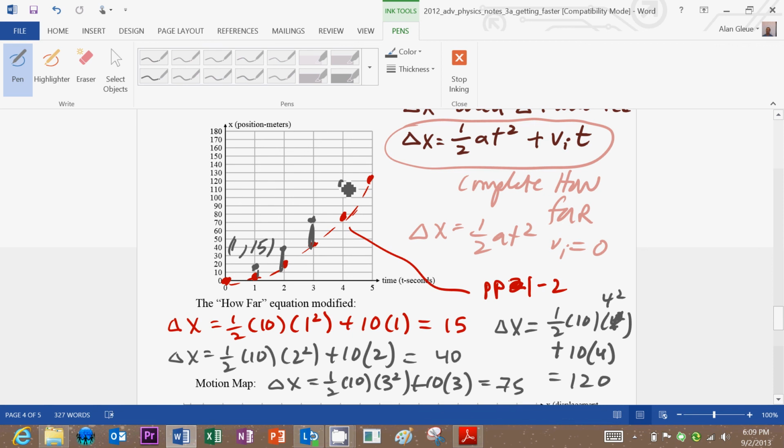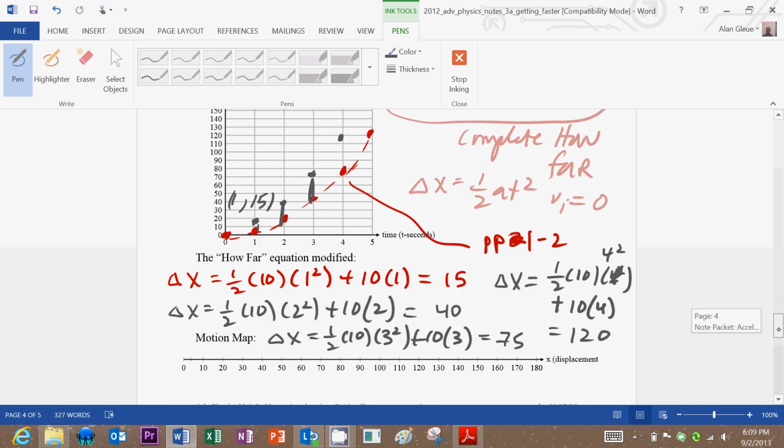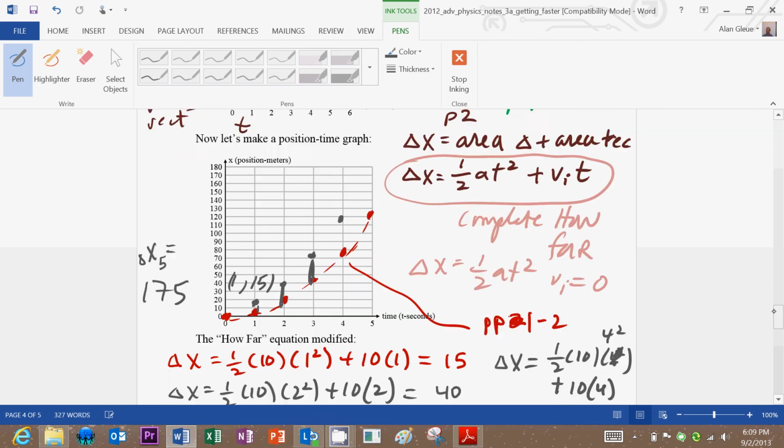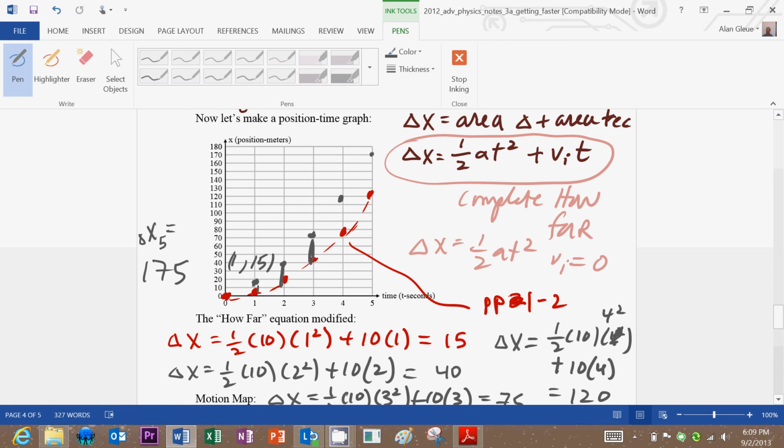And finally, for the 5th second, I'm running out of room on this sheet, so I'll just put it up here. The delta x for the 5th second is 1/2 times 10 times 5 squared plus 10 times 5. When you do all that, you get 175. This is pretty remarkable, really. Let me scroll back up a little bit so we can see this. So 175. Without that initial velocity, the car was at 125 meters.